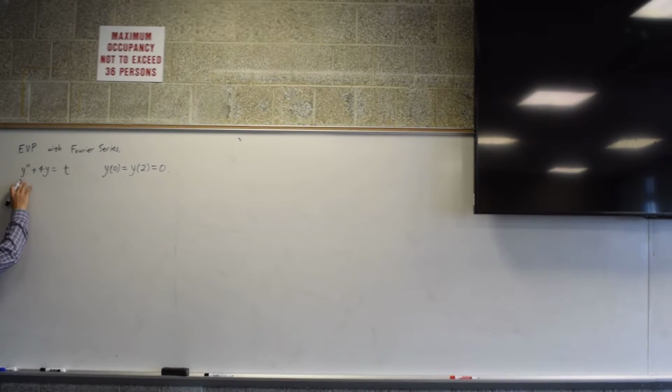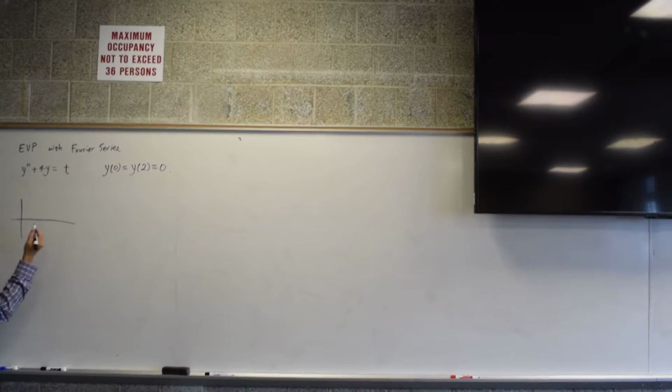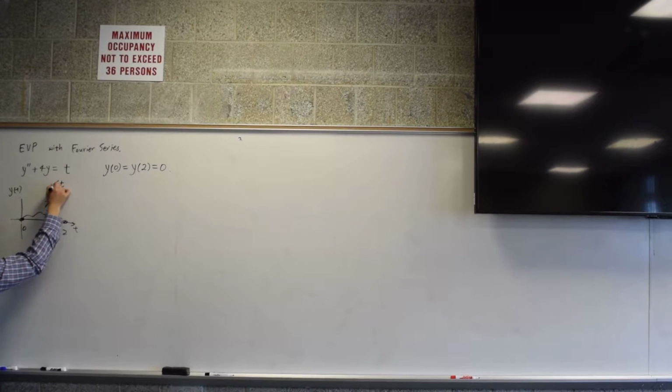So you can think of it like this. Your function, whatever that function is, if you drew the graph of y of t with t, then at the endpoints 0 to 2, it has to be 0 at the ends. I don't know what happens in the middle. I have no idea how the thing looks, but whatever it does, it has to be 0 at the endpoints. And between the t values 0 and 2, we want this to be satisfied.